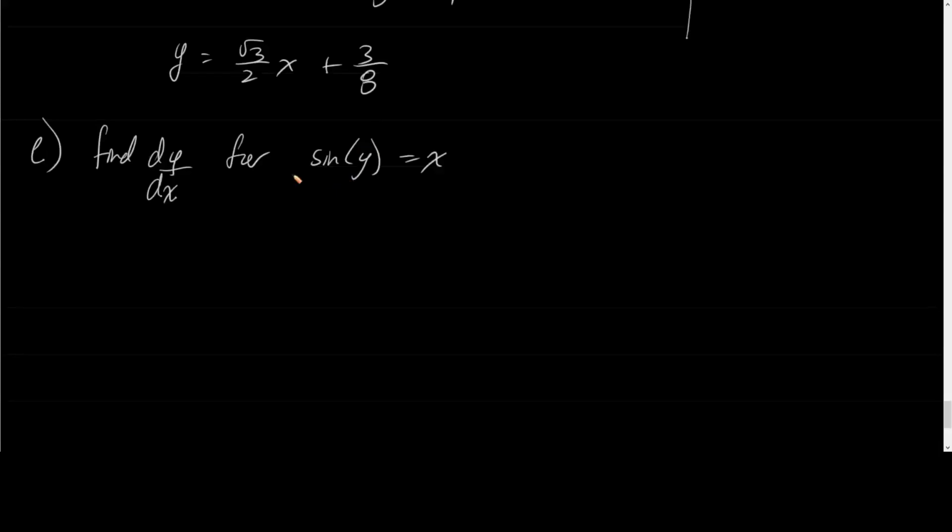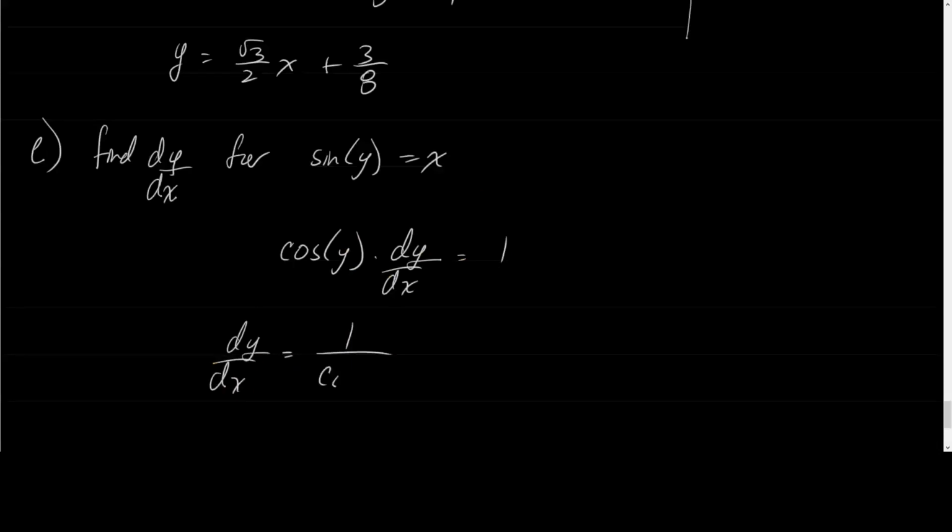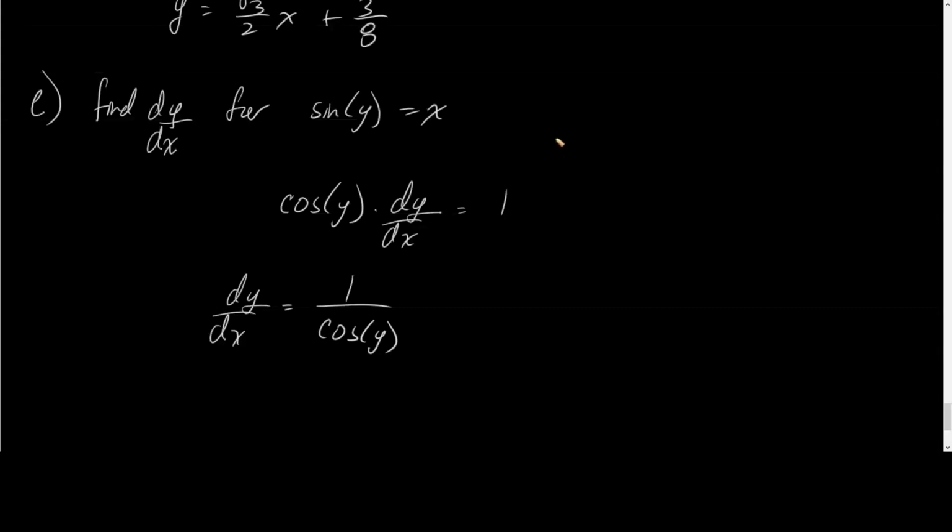So let's go ahead and do this. On the left side, the derivative of sine of y. Well, the derivative of sine is cosine times dy dx. The derivative of x is 1. So that tells me now that dy dx is equal to 1 over cosine of y.